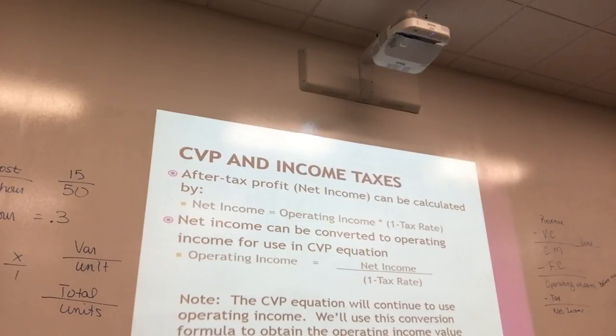So here we have operating income equals net income divided by 1 minus the tax rate. So if your rate is 25%, your 1 minus the tax rate would be 75%. So basically you're keeping 75 cents of every dollar as your net income. Does everybody understand that? So every dollar you make, 25% goes to the government.